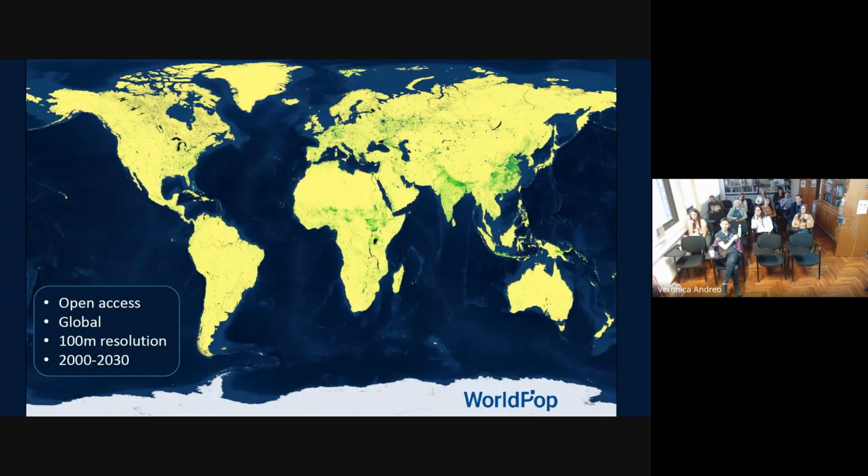But then the project evolved a lot. Now it's a big team of more than 20 people. They provide open access gridded population maps for the world at 100 meters resolution. And it was until a few weeks ago from 2000 to 2020, but now they recently released the beta version until 2030. If you haven't seen that yet, it's a good time to have a look.